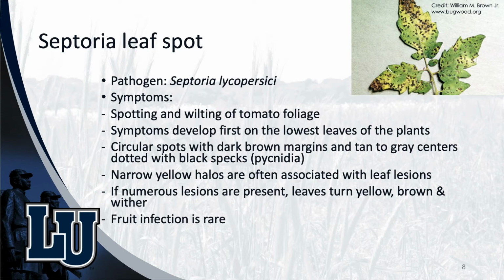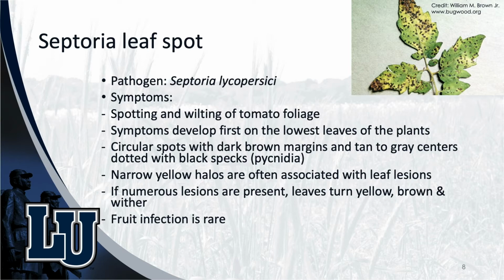Another disease is called Septoria leaf spot. It is caused by Septoria lycopersici. Symptoms consist of, well, first of all, this disease mainly occurs on the leaves rather than on fruit, which is good if you do not have a severe disease. But generally, this starts with a spotting and wilting of tomato foliage. And generally, it starts on the lower or older leaves.